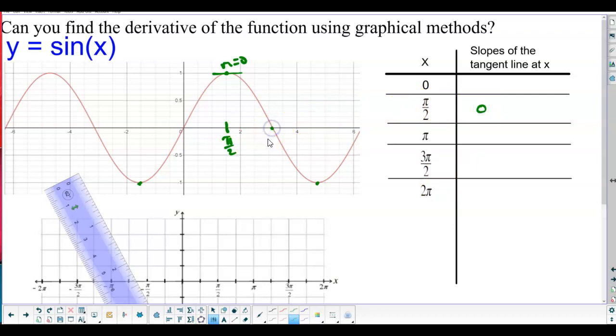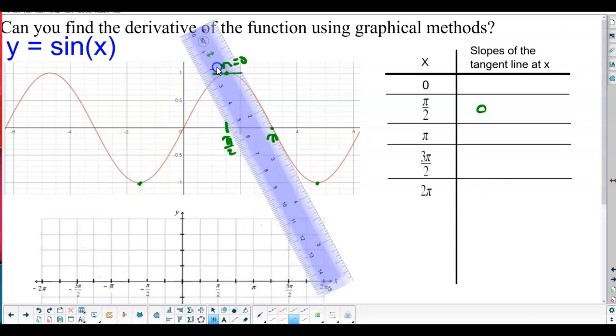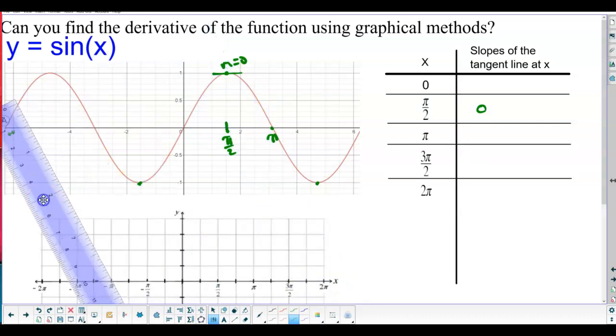And then if I go to pi, right here, what is the slope at pi? Well, you're going to have to trust me a little bit on this, but if I was to draw a line here and actually calculate it out, that slope is going to be 1. But notice the direction that it's headed in. So now my slope here is negative 1 at pi. And then notice right here, this would be 3 pi over 2. That has a horizontal tangent, so its slope is 0.